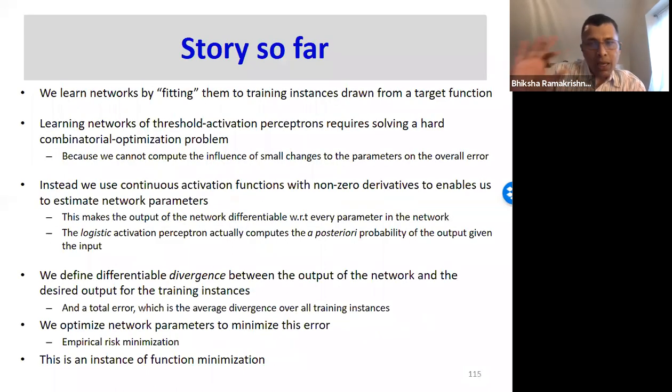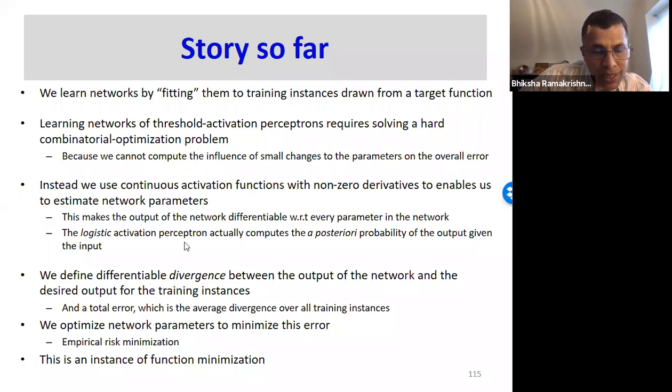And so here is the story for today. We learn networks by fitting them to training instances drawn from a target function. Learning these networks using threshold activation perceptrons requires solving hard combinatorial optimization problems. So instead, we will use continuous activation functions with non-zero derivatives, which can enable us to estimate network parameters.